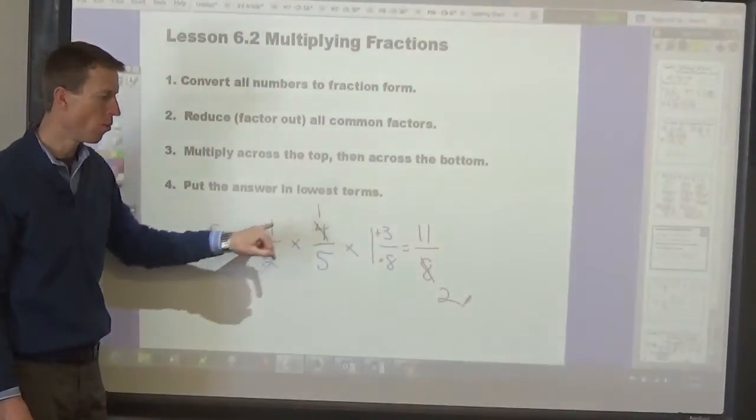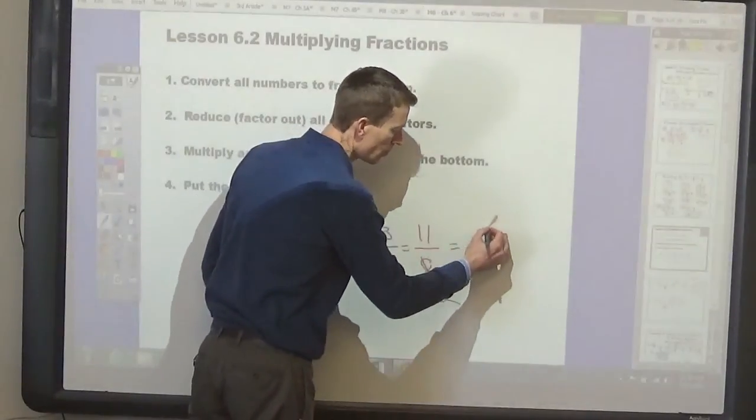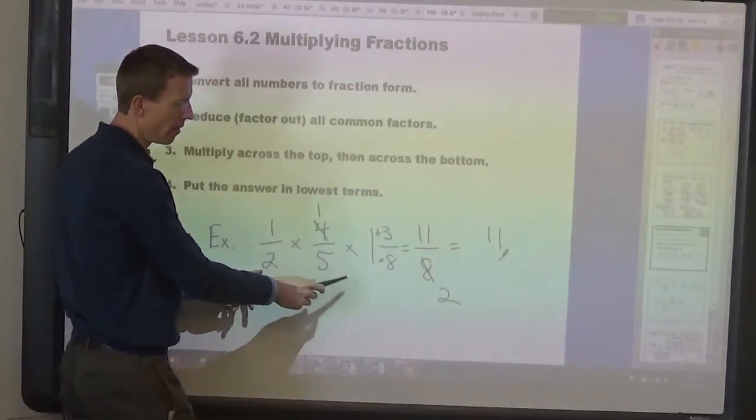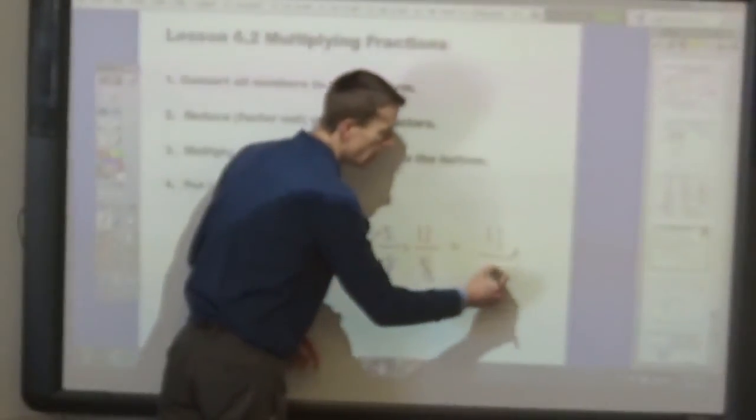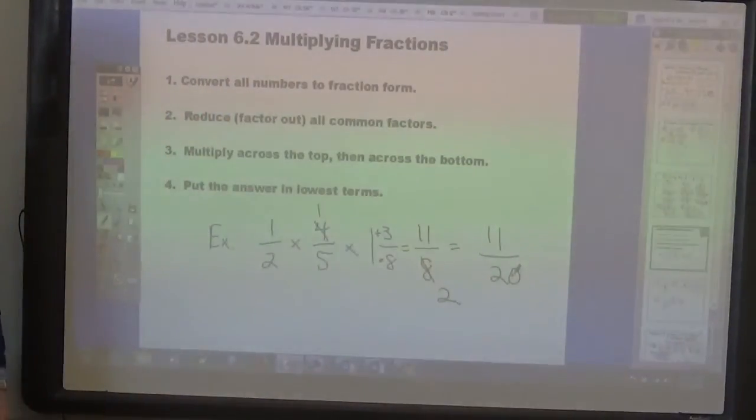Otherwise, just multiply. 1 times 1 times 11. And 2 times 5 is 10, times 2 is 20. Okay? Any questions on that? All right.